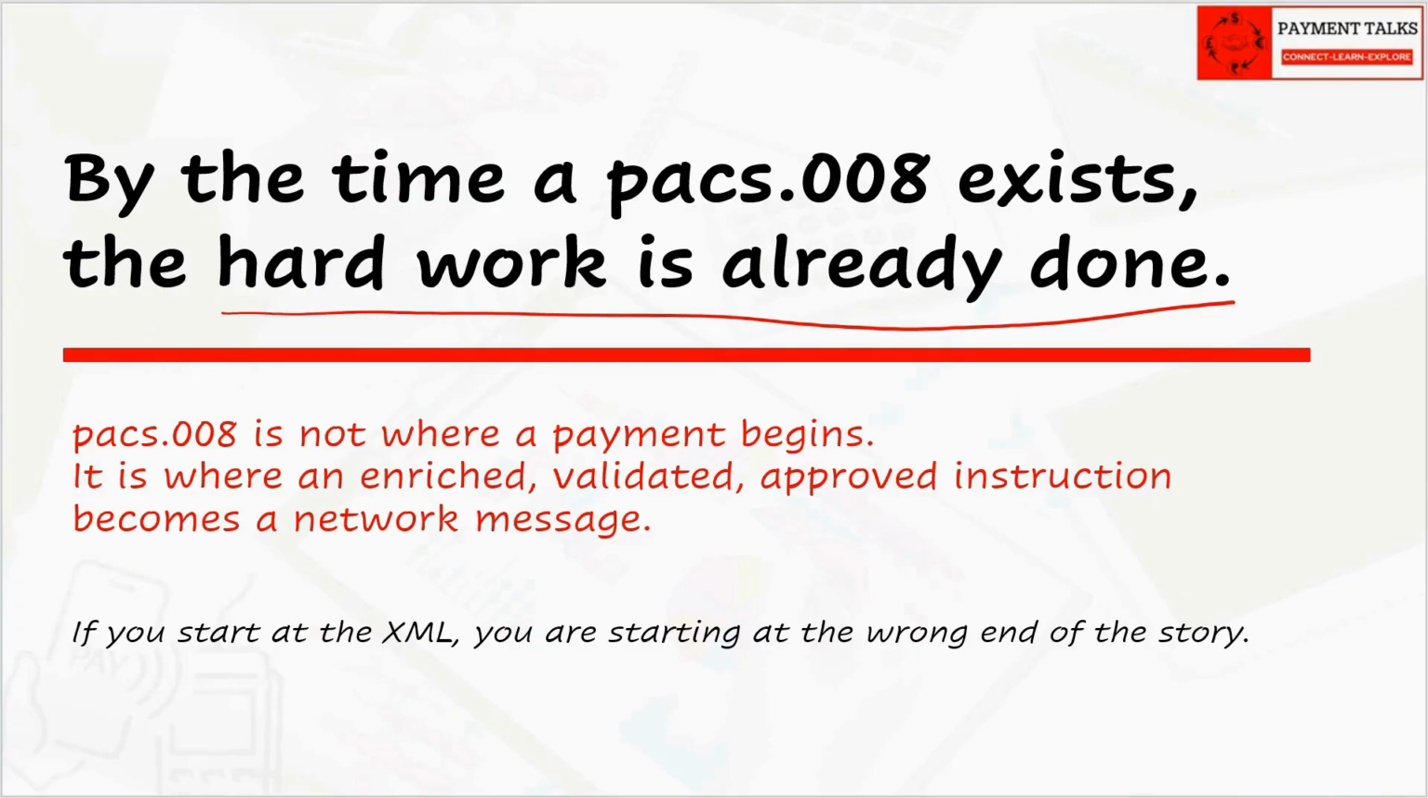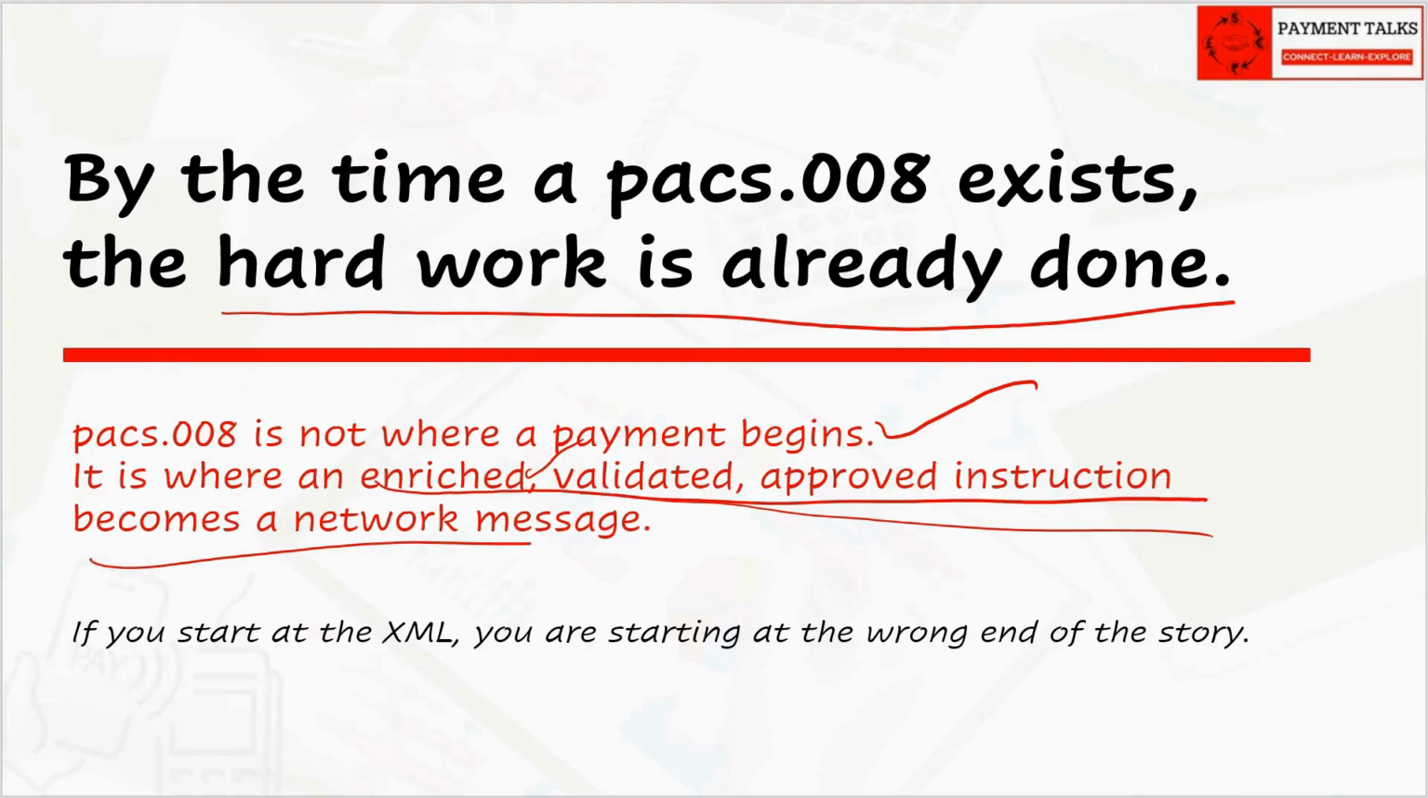Because by the time the XML exists, the bank has already done enrichment, compliance screening, limit checking, routing, settlement date calculation, charge bearer determination, and UETR assignment. The pacs.008 is the conclusion of a process. It is not where a payment begins. It is where an enriched, validated, approved instruction finally becomes a network message. If you start at the XML, you are starting at the wrong end of the story.